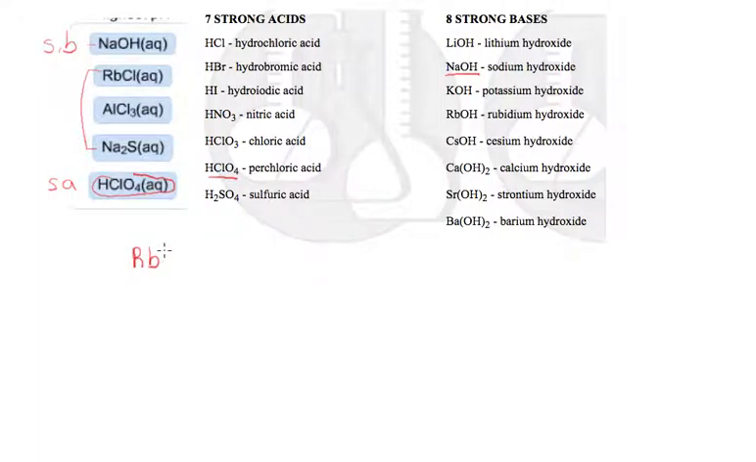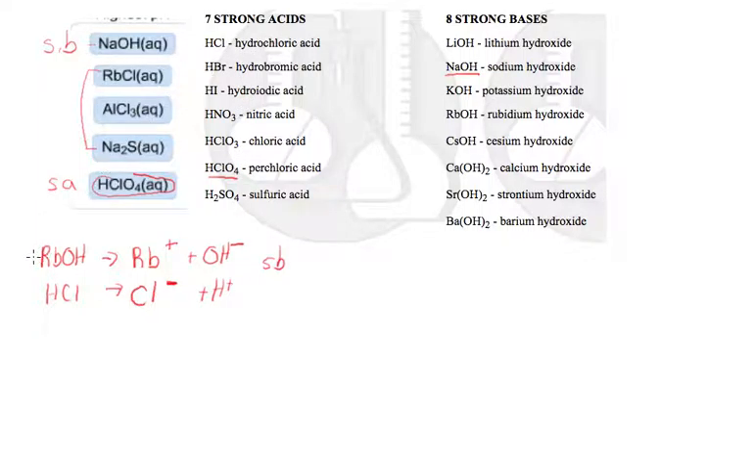So Rb+, we can get that by taking the strong base, and it's going to be derived from a strong base. So that's a strong base, and the hydrochloric acid will derive the chloride ion. And hydrochloric acid is a strong acid.